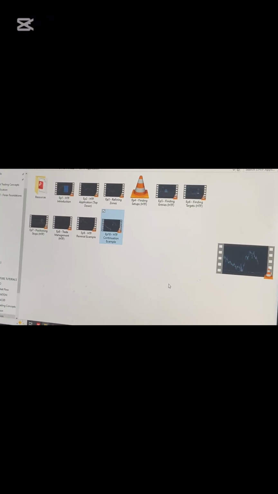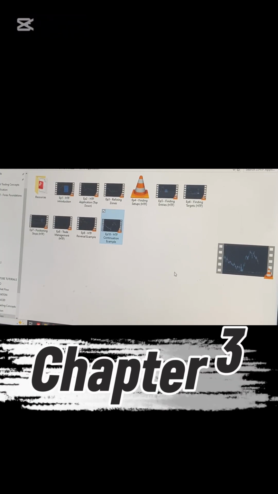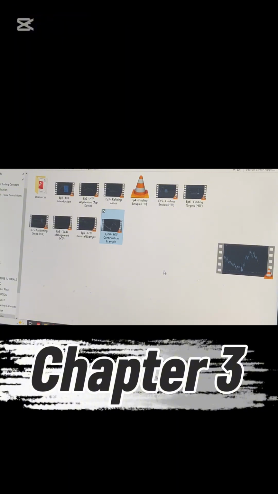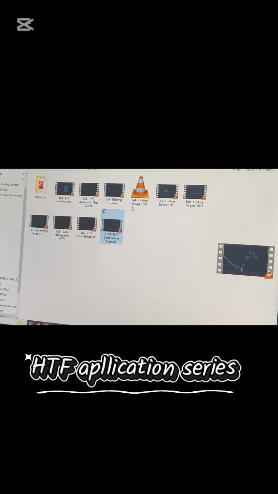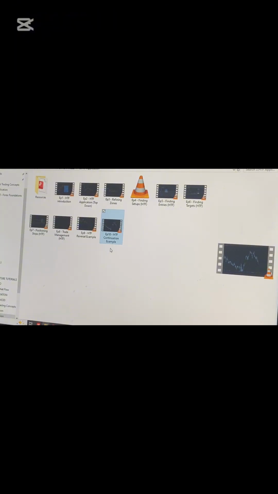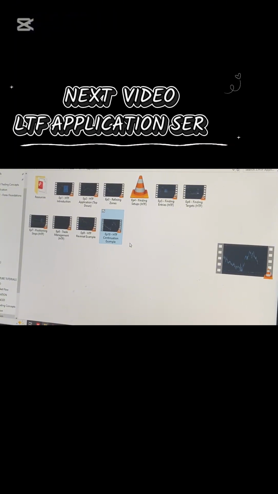As you can see guys, we are passing through the higher time frame series. Na hapo mwanzo tulikuwa tuna introduction, we had to pass through the application of top down analysis, tukaja kwenye refining zones, tukaja kwenye finding setups, then we went through the finding entries, furthermore we went to finding targets, tukaja episode 7 where we were going through stops ama tunaweza kusema stop losses, tukaja kwenye trade management, episode 9 tukawa tuna reversal example, and in conclusion kwenye episode 10 tukawa tuna continuation example. So see you in my next episode ambapo tutakuwa tunaongelea lower time frame series.